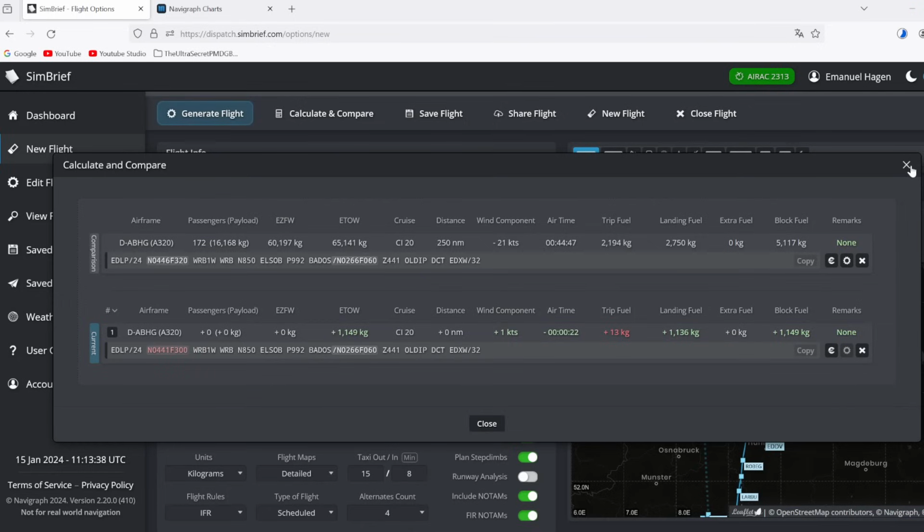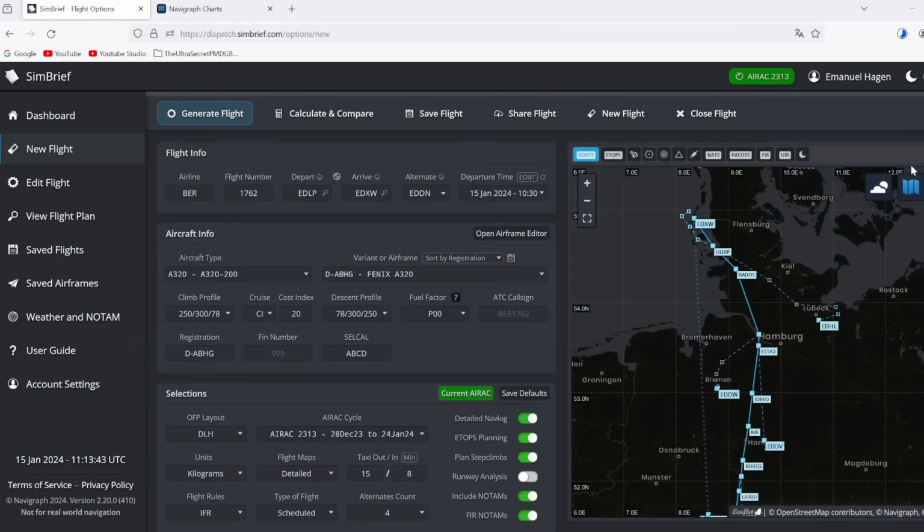So as you can see, you can save 1,149 kilograms of fuel in comparison to what Simbrief would have done by default, and that is a lot of money. That's over $1,000 for your airline. All right, so that much for the general idea of how you can improve your general Simbrief alternate planning.